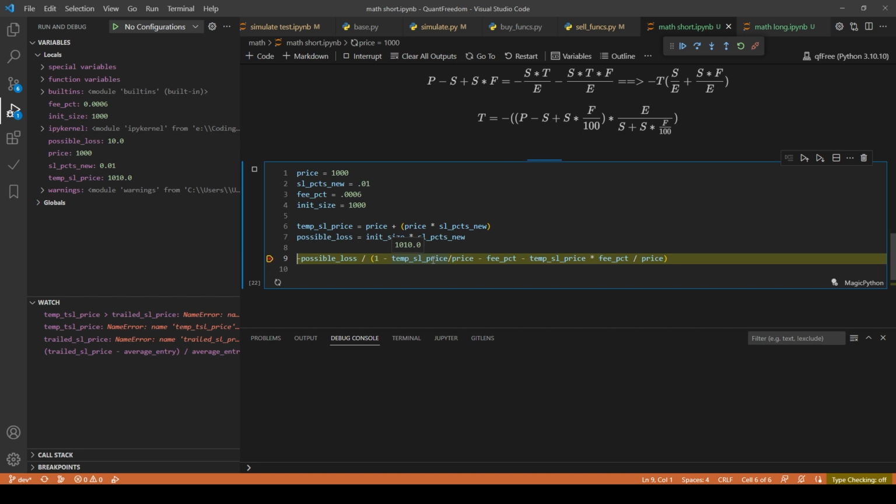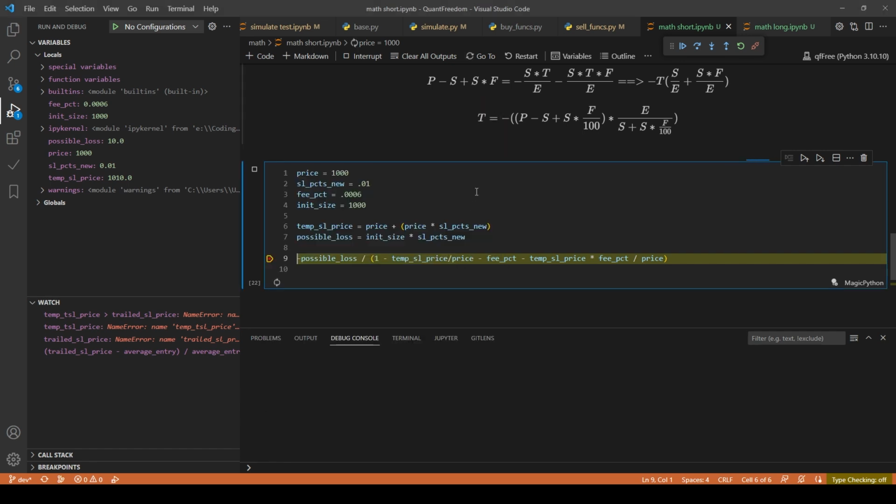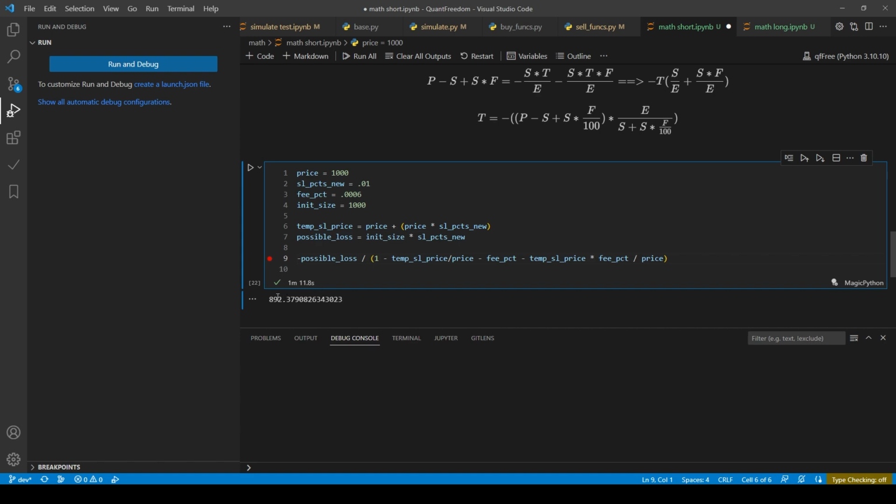That's just 1%. That's just the stop loss percent. Isn't it? Oh, wait, what? Okay, I lied. So then you have your fee, then you have your stop loss price times your fee divided by the price. And then you end up getting the correct answer right here.